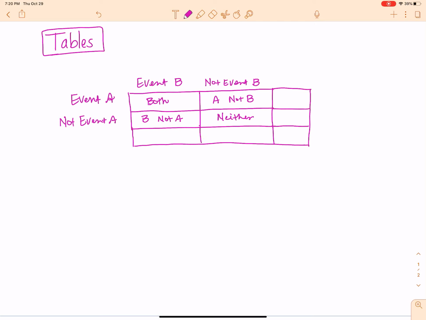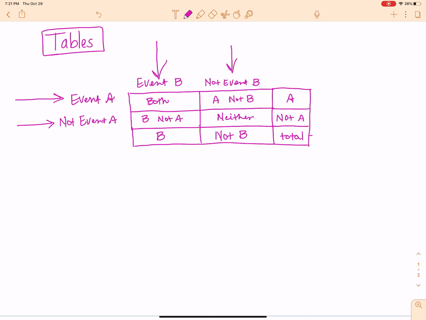In this column, all of these people prefer event B, whatever that is. All of these people, not B. In this row, all of these people, A. In this row, all of these people, not A. And then the grand total goes here. Okay, so what are you talking about, Miss Griggs? What is this total situation?